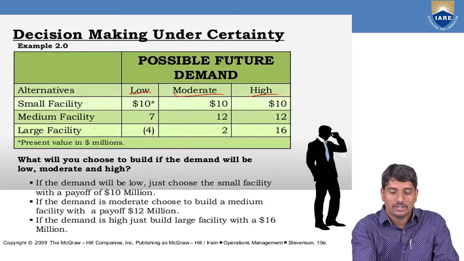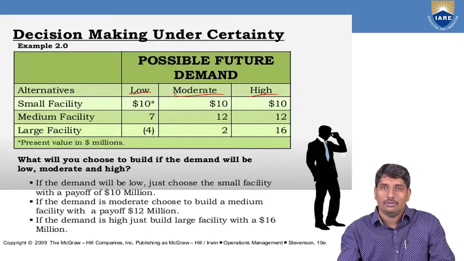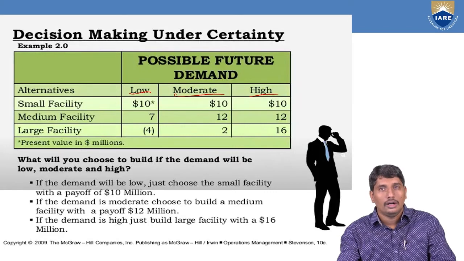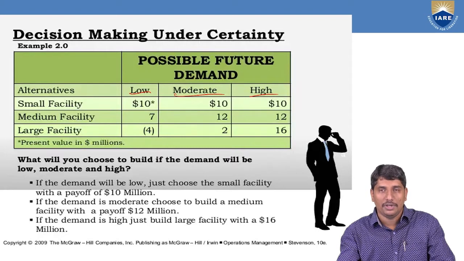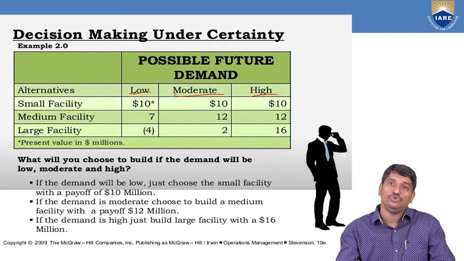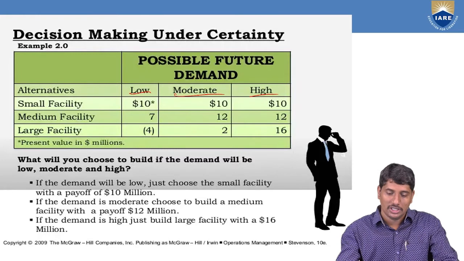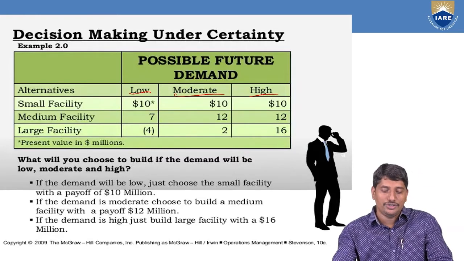Suppose you are setting up a Xerox and printing machine in a center where schools are located. Low demand means April and May, because exams will be completed and schools will be closed down. From June to December you will have high demand, and from December to March you will have moderate demand. So these are the three situations.